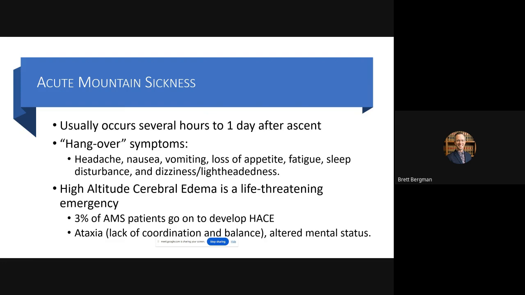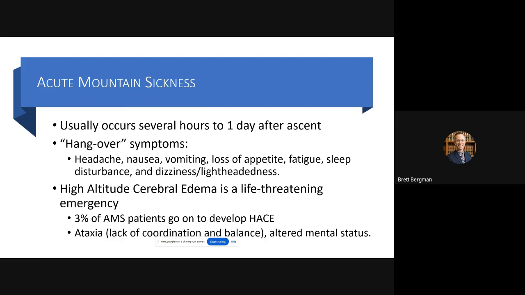So at 10,000 feet, the amount of oxygen that you take in with each breath is about 70% of the oxygen that you would take in at sea level. And so people with acute mountain sickness will describe this as classic hangover symptoms. They'll have a headache, nausea, vomiting, loss of appetite. They'll get sleep disturbance, dizziness, lightheadedness.